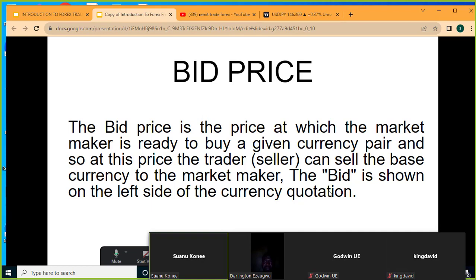Note this, very important. Let me repeat again. The bid price is the price at which the market maker is ready to buy a given currency from you, the trader. At that price you sell. So if someone is buying from you at a price and you are selling at that price, that is the bid price to the person that is buying. In this case, the broker, the market maker.